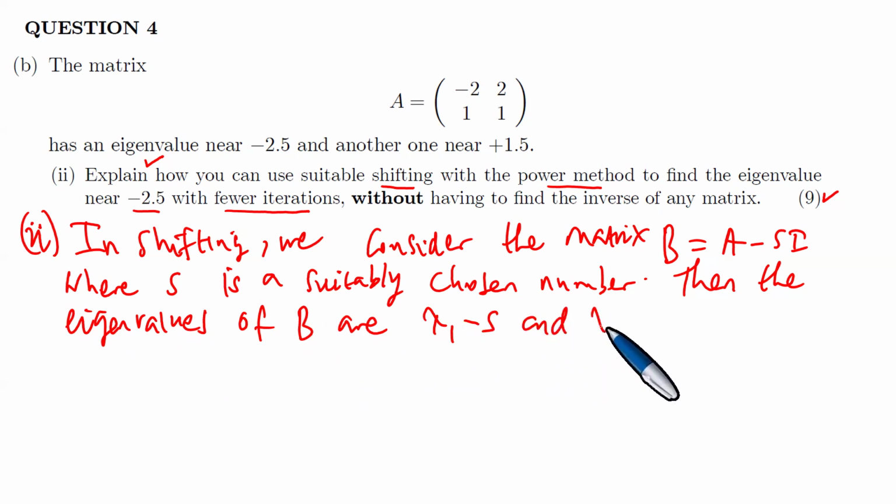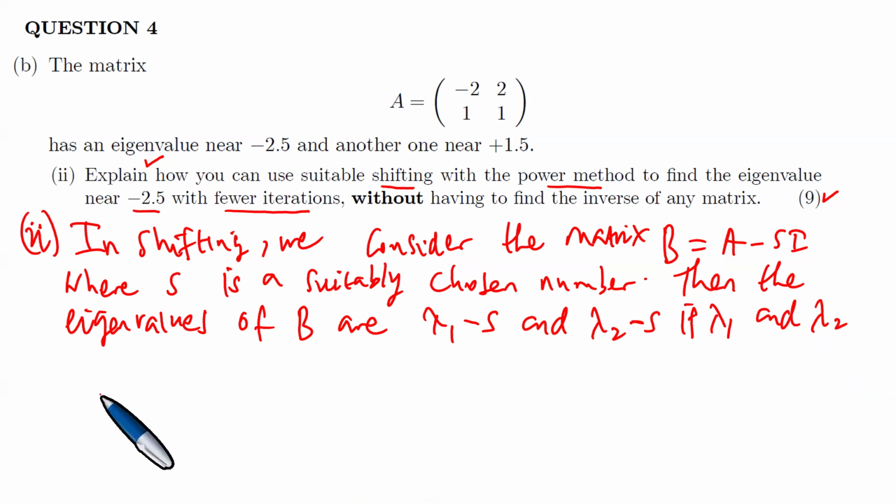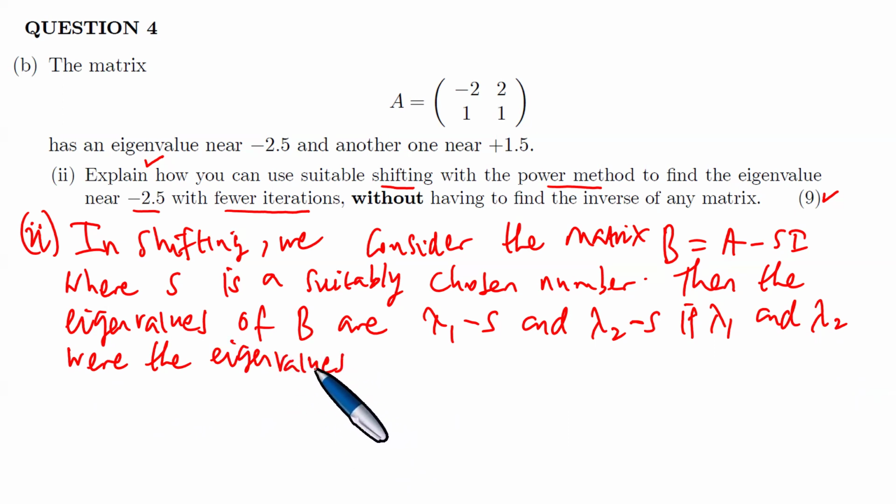if lambda 1 and lambda 2 are the eigenvalues of the matrix A. We shall discuss this and make sure that it's pretty clear. This actually is what you call the method of shifting, or suitable shifting.